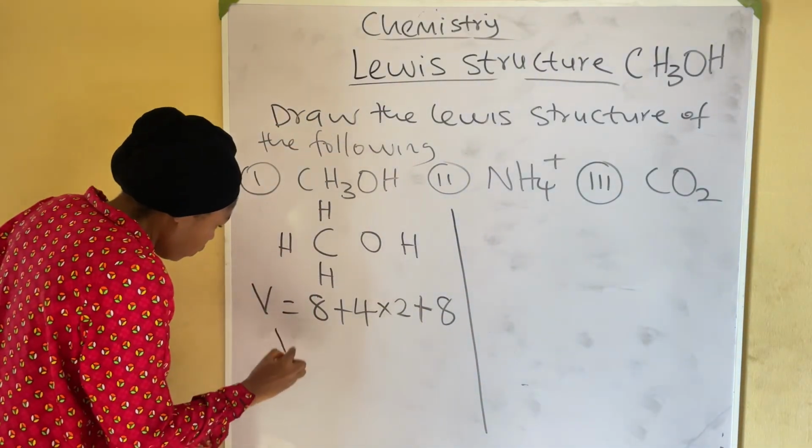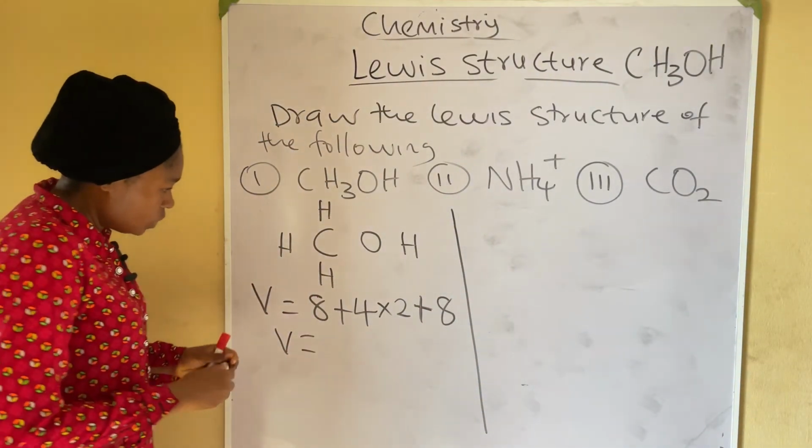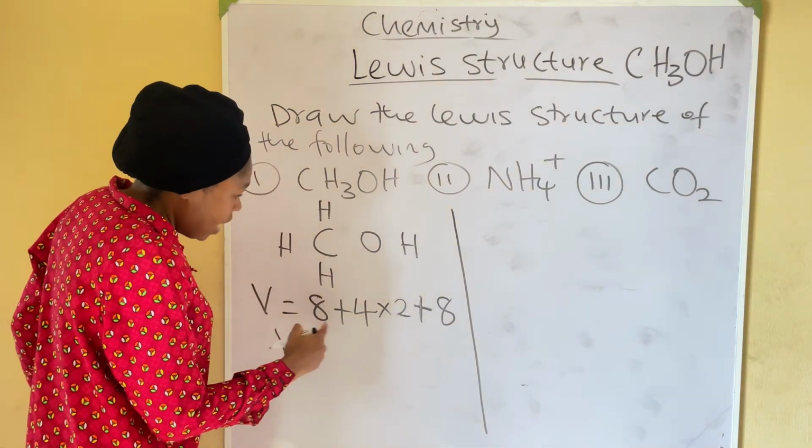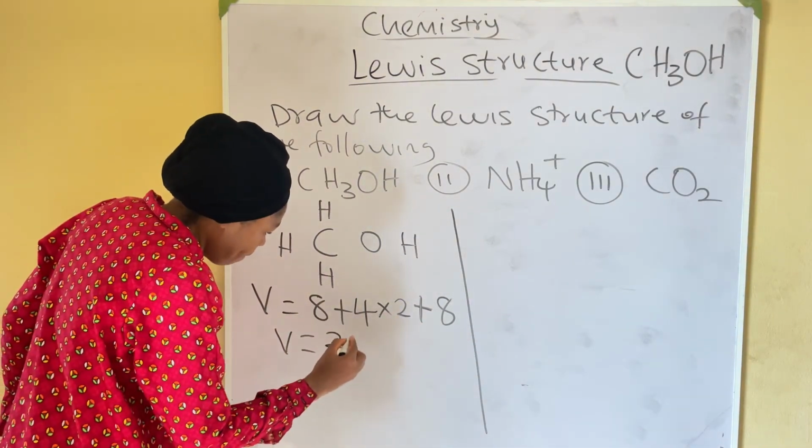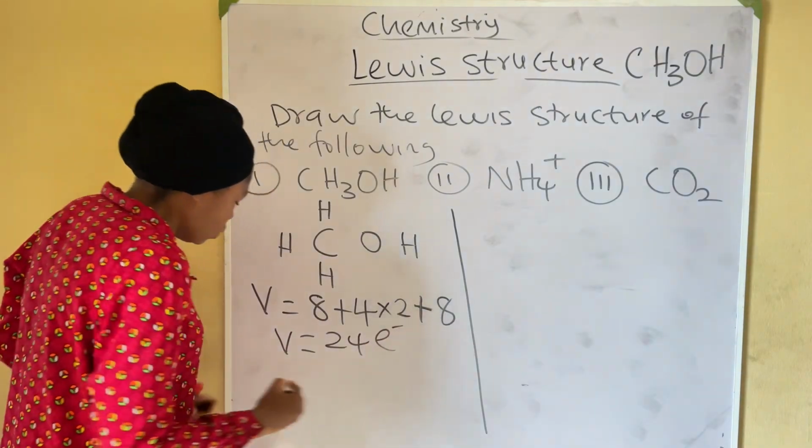So V will be what? 8. 4 times 2 is 8. 8 plus 8 plus 8, that's 24. So 24 valence what? Electrons. That's V.